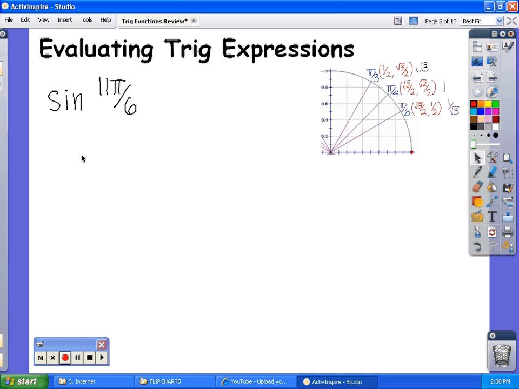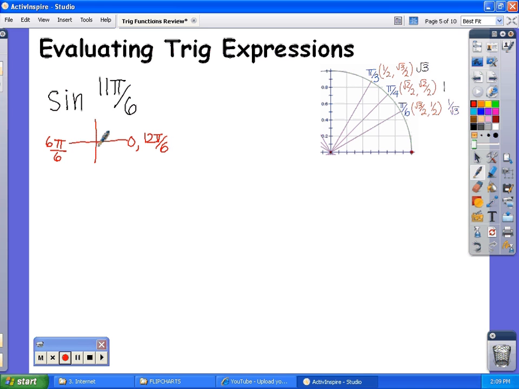And you figure out 11 pi over 6. All you need to know is what quadrant it's in. So here's 0, here's pi. Now pi would be the same thing as 6 pi over 6. 2 pi would be 12 pi over 6. Therefore, 11 pi over 6 is in this quadrant. So that's the first thing you do.